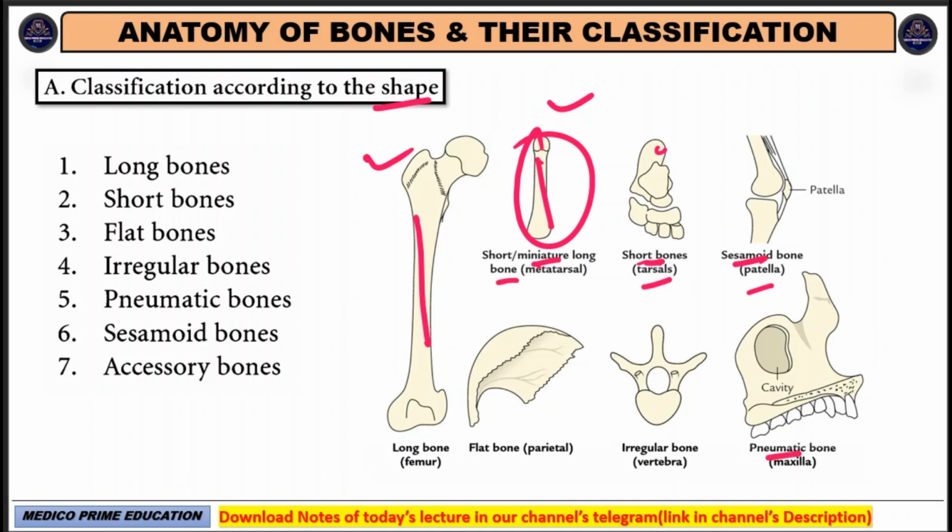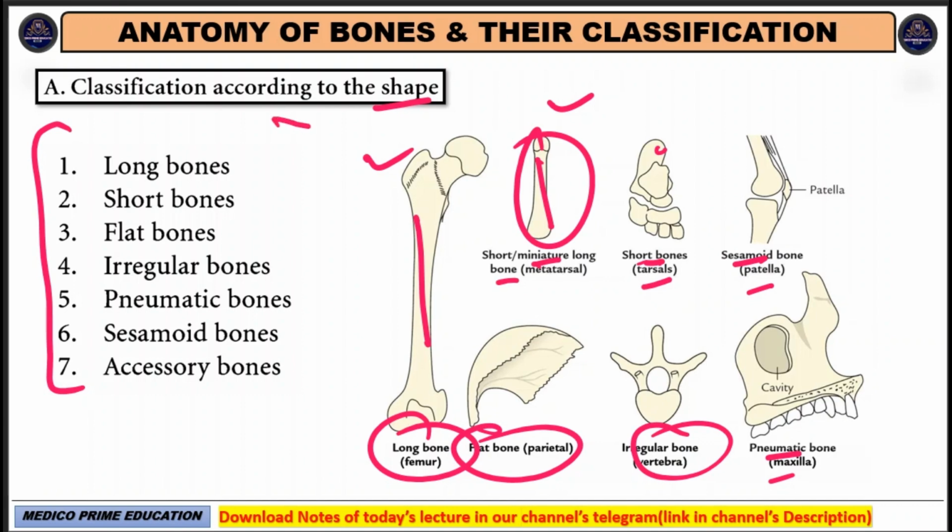Next type is pneumatic bones. Maxilla is a pneumatic bone filled with air cavities. Irregular bones, flat bones, long bones. So there are seven types of bones according to shape: long bones, short bones, flat bones, irregular bones, pneumatic bones, sesamoid bones, and accessory bones. One by one we will discuss these bones.